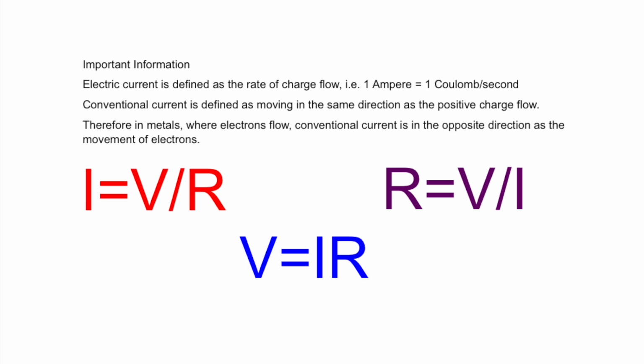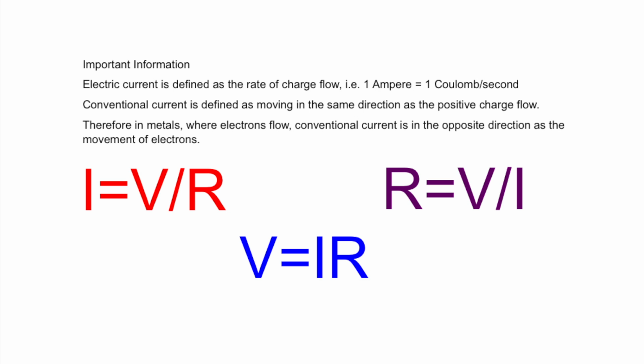Now, what is electric current? Electric current is defined as the rate of charge flow. That is why 1 ampere, the unit of measurement for current, is equal to 1 coulomb, the unit of measurement for charge, over seconds, the unit of measurement for time.